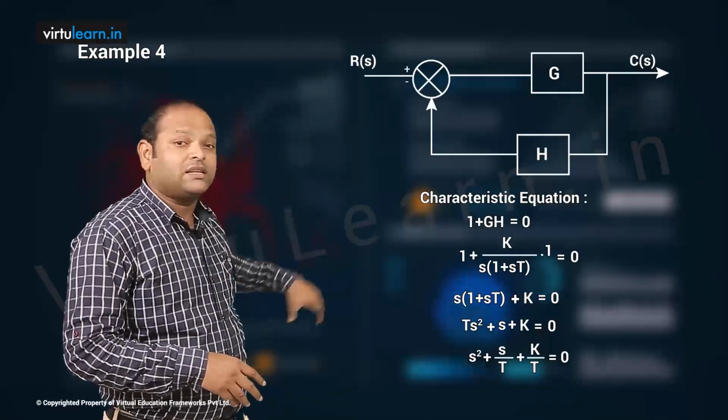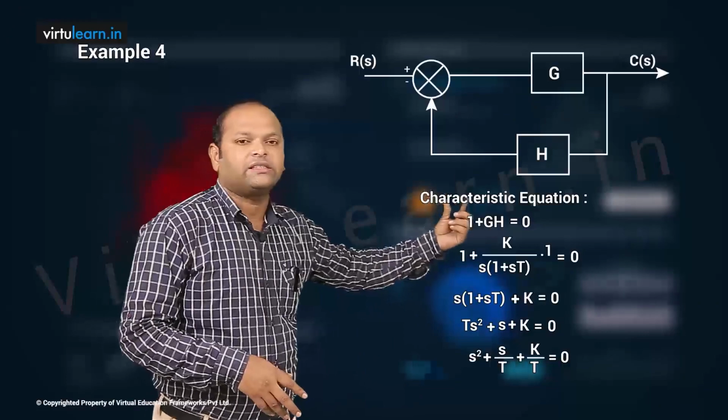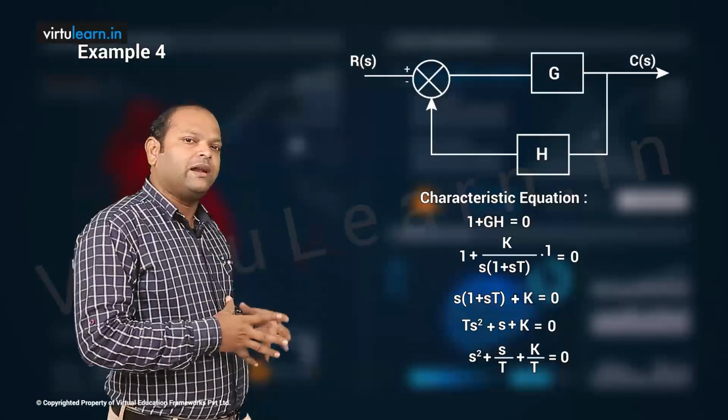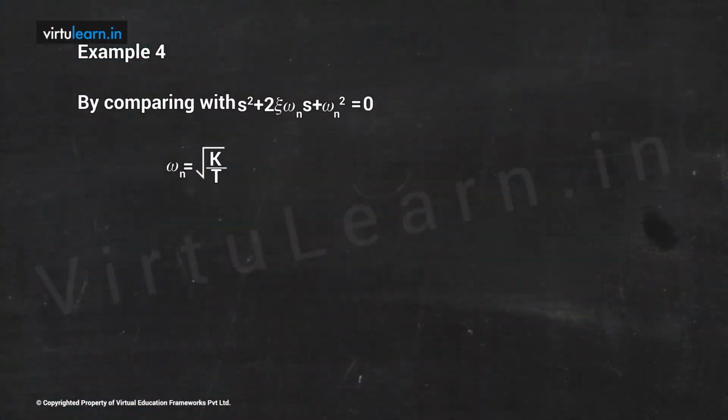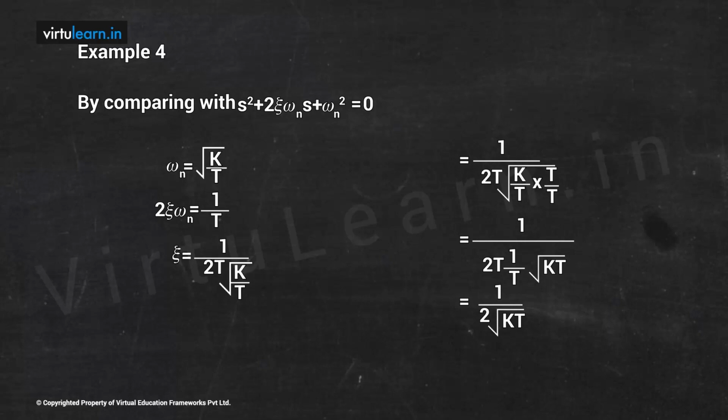So we need to arrange this in a standard form. Therefore when you arrange it, s square plus 1 by T s plus K by T is equal to 0. Now this is the characteristic equation of the given system. We have the standard characteristic equation, s square plus 2 zeta omega n s plus omega n square is 0. By comparing these two, you can find out the omega n value, that omega n is under root K by T. Similarly, we can compare the second term, that is 2 zeta omega n is equal to 1 by T. So we know omega n already. By substituting this there, you can find out the zeta relation. The zeta is equal to 1 by 2 root KT.